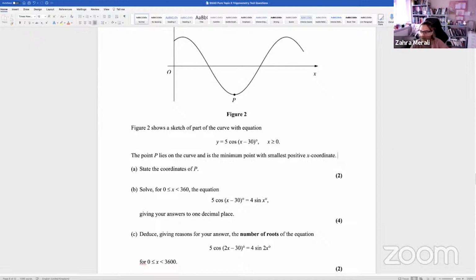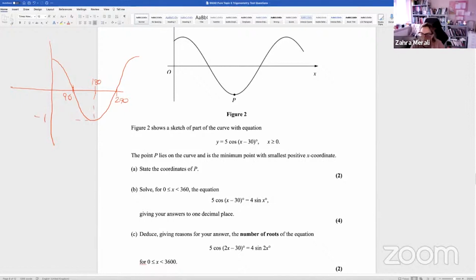Figure 2 shows a sketch. State the coordinates of P. All right, so if we think of what our normal cos graph looks like, we've got a graph like this, at 90, 180, 270, and that's minus 1.